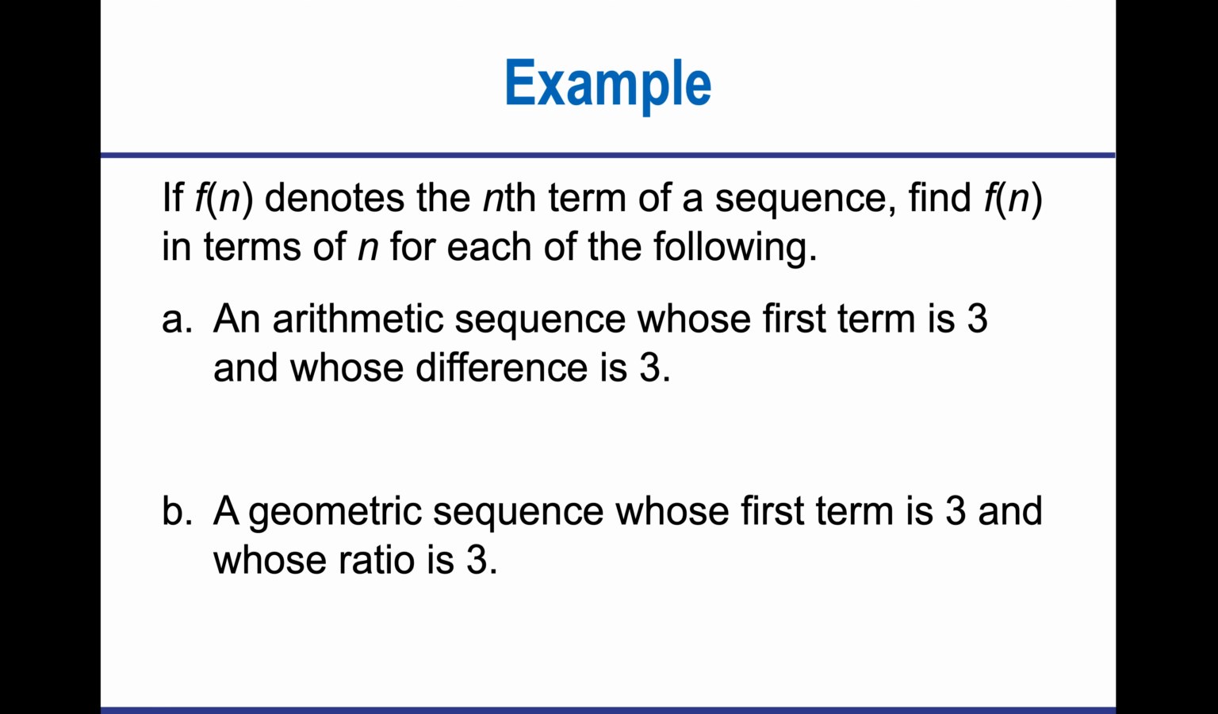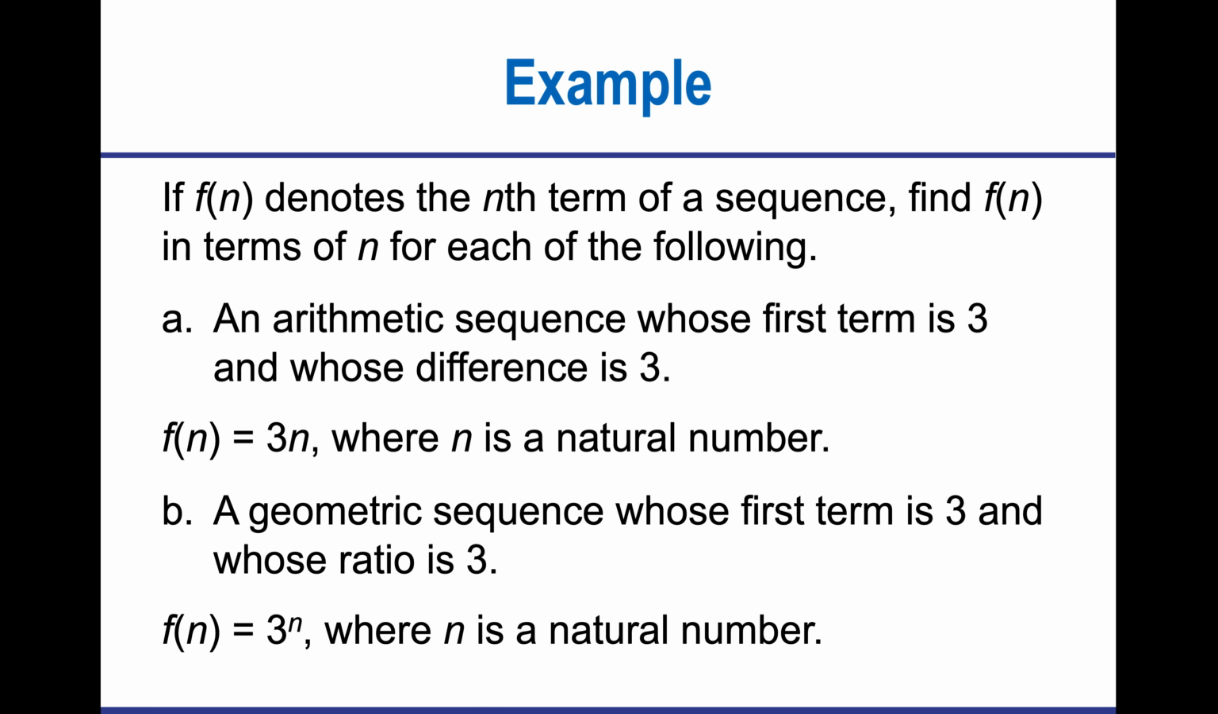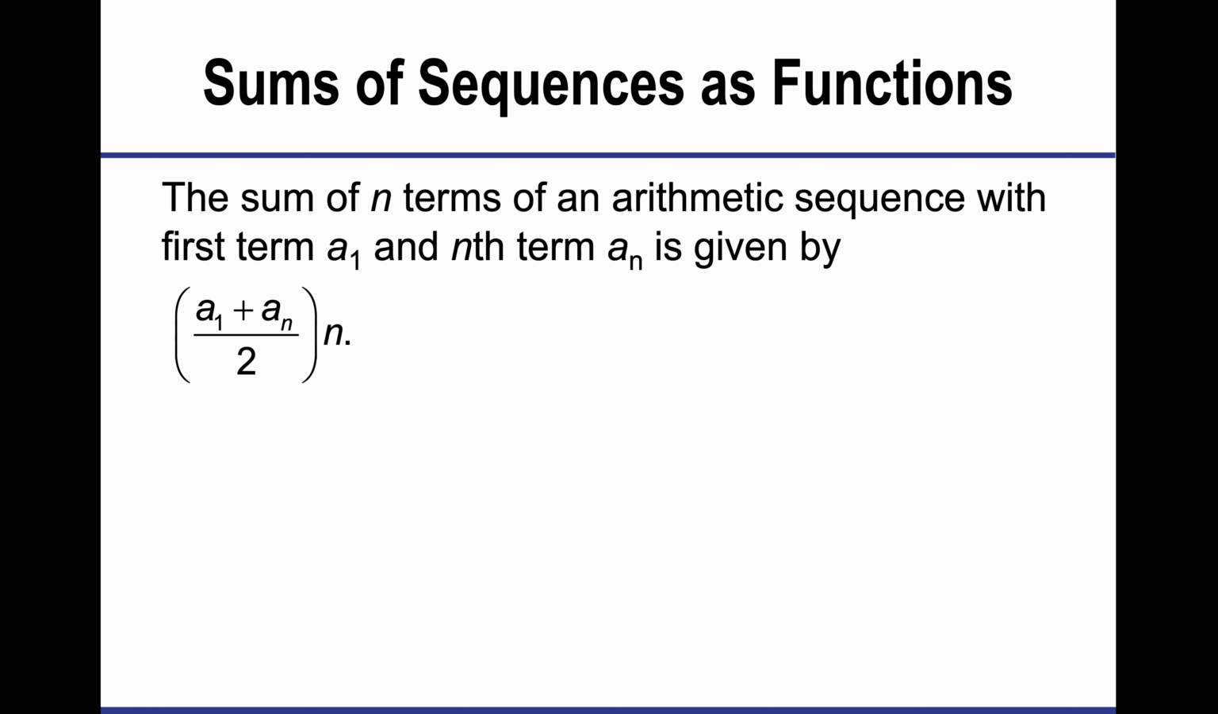If I'm looking at part A, an arithmetic sequence whose first term is 3 and whose difference is 3 as well would be 3n, where n is a natural number. A geometric sequence whose first term is 3 and whose ratio is 3 would be 3^n, where n is a natural number. Because remember, geometric is going to be a multiplication product.